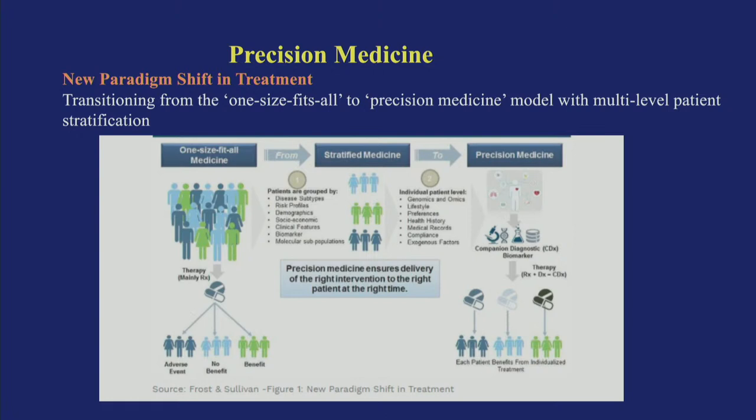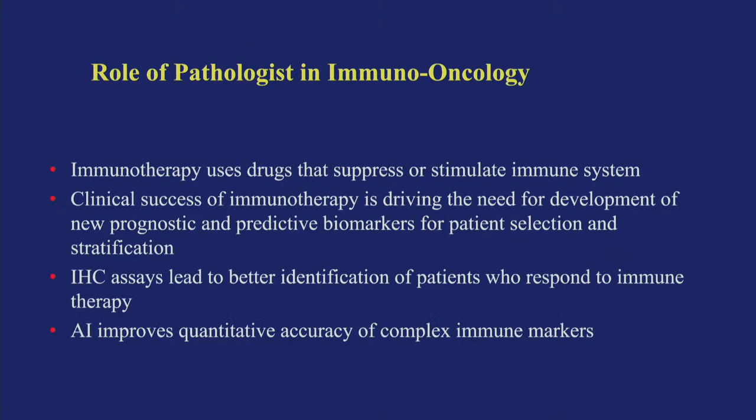Now, as we said, there is a lot of paradigm shift in the treatment. The earlier concept was that any patient with cancer was treated with one particular kind of drug. But that doesn't work today because we are going for individualized medicine according to their genomics, their lifestyle, their history, and medical records, and accordingly the patient is evaluated as to what treatment he should be given.